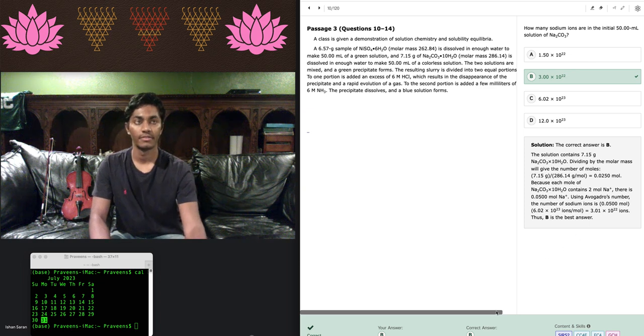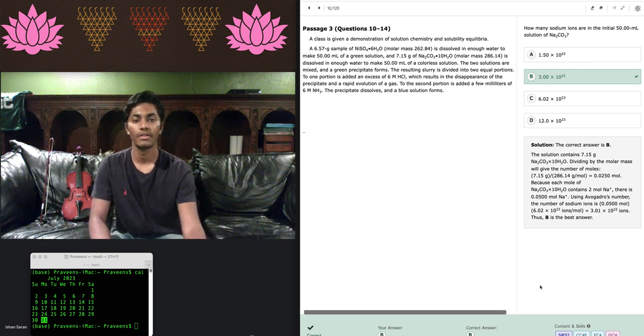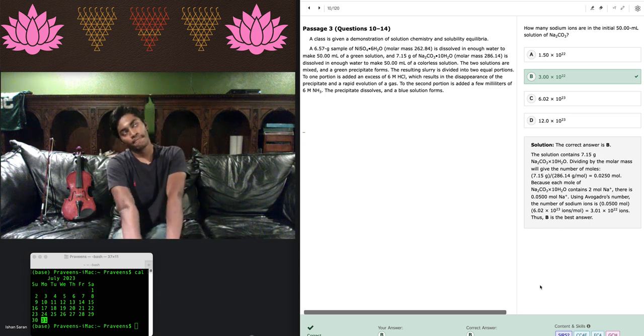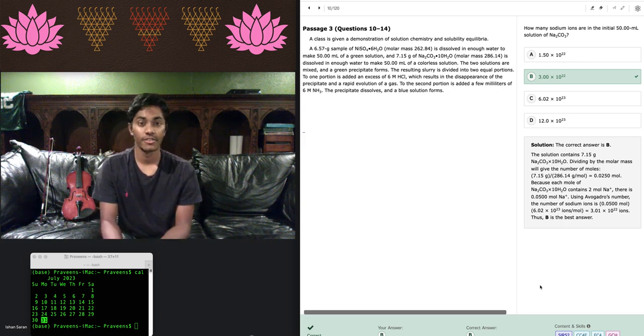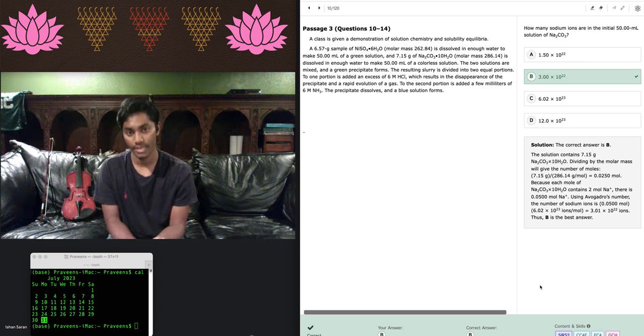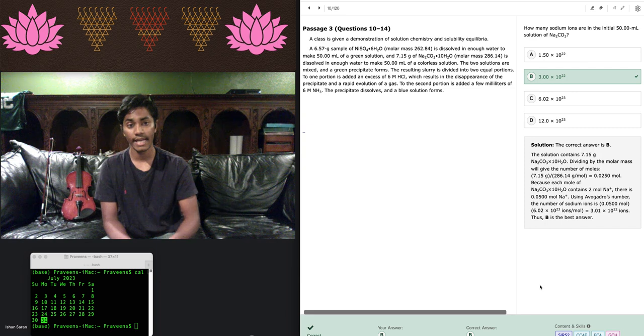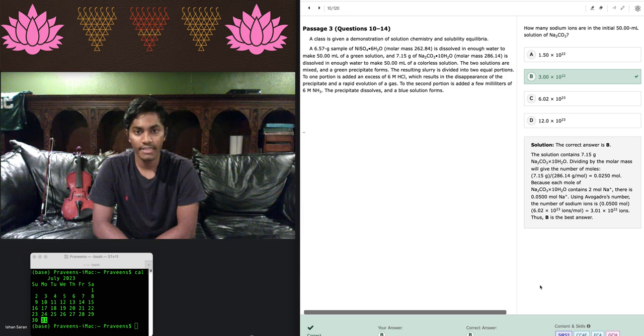A 6.57 gram sample of nickel SO4 complex with 6 water molecules, with a molar mass of 262.84, is dissolved in enough water to make 50 milliliters of a green solution, and 7.15 grams of a Na2CO3 complex with 10 water molecules, which has a molar mass of 286.14, is dissolved in enough water to make 50 milliliters of a colorless solution. The two solutions are mixed and a green precipitate forms.